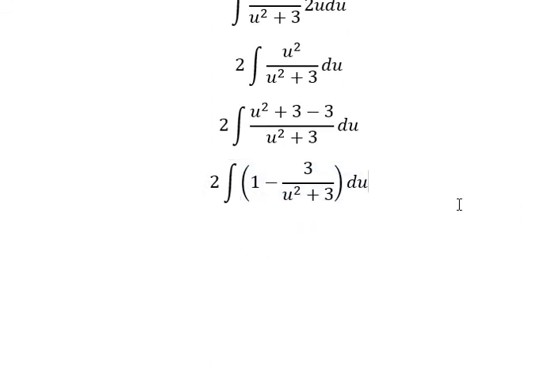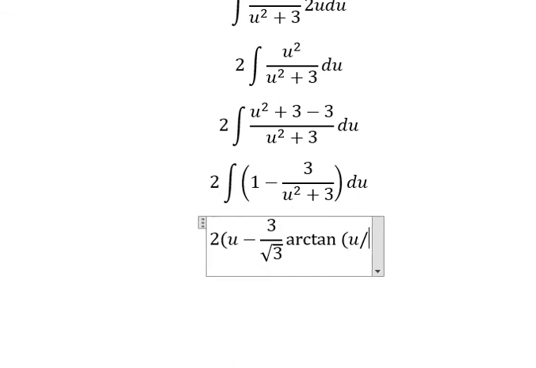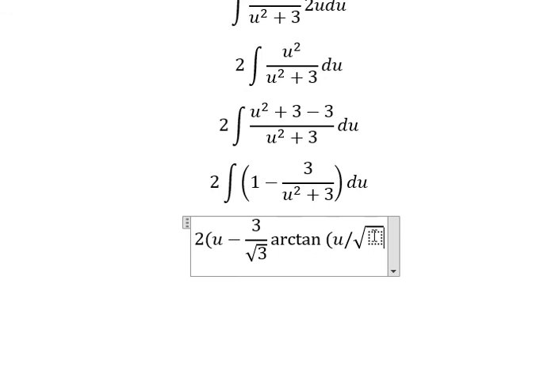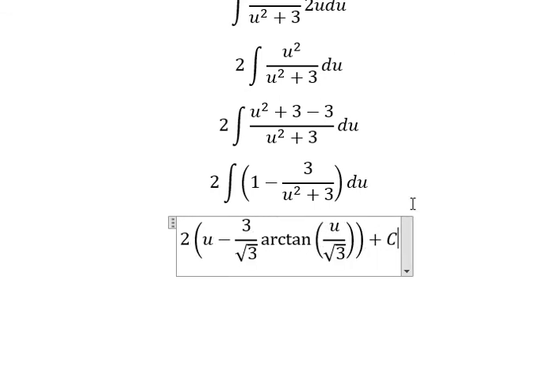And now we have the final answer. The integration of number 1, you got u. The integration of this one, we have negative number 3 over the square root of number 3, arc tan of u over the square root of number 3. And we put c in here.